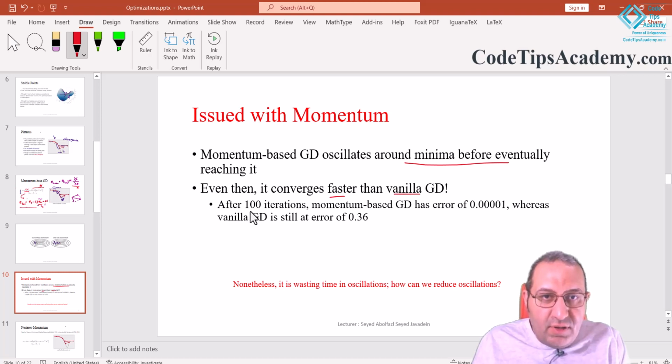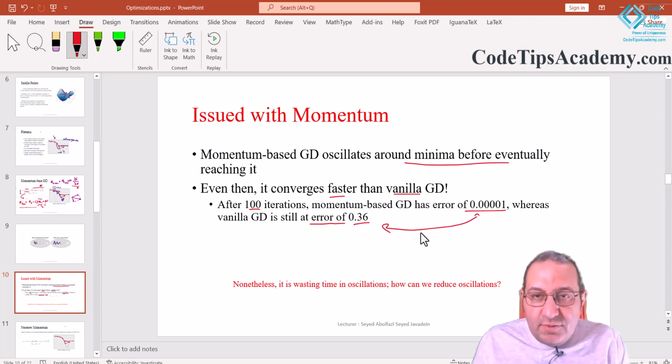After 100 iterations, the momentum based gradient has an error of this, whereas vanilla gradient has this. You can see here how fast this momentum based gradient is.